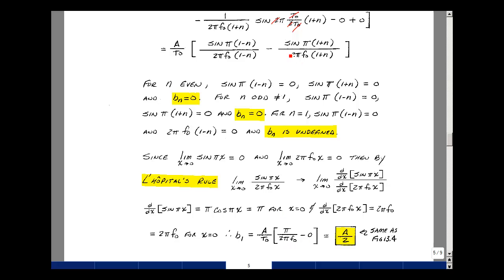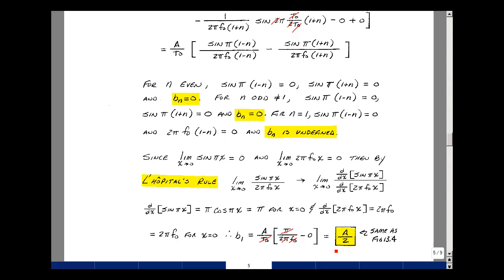For the second term here, we're going to have the sine of pi times 1 plus 1, which is 2. That's going to be equal to 0. We're subtracting off 0. So that's going to just be this result, and then we've got some term cancellations again. So I have pi canceling with pi. The f naught and the t naught cancel because they're reciprocals of each other, and it's left with a over 2. So our value for b sub n is equal to 0, except for b1, which is equal to a over 2.